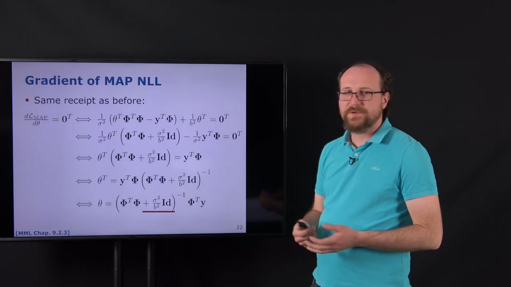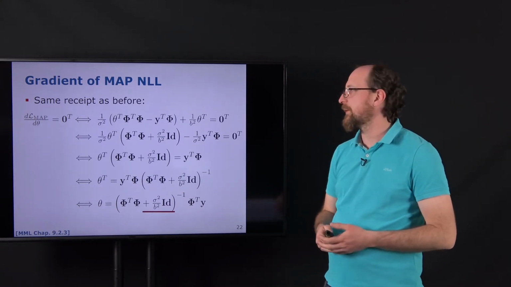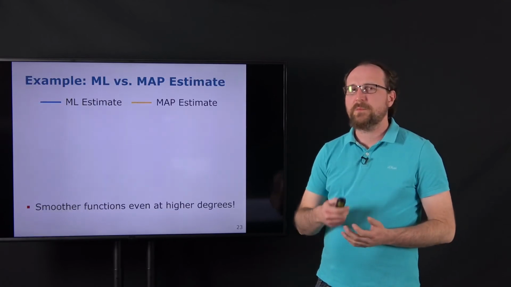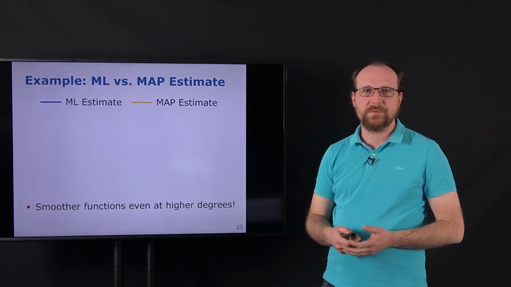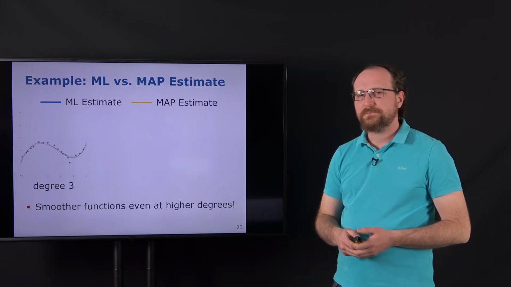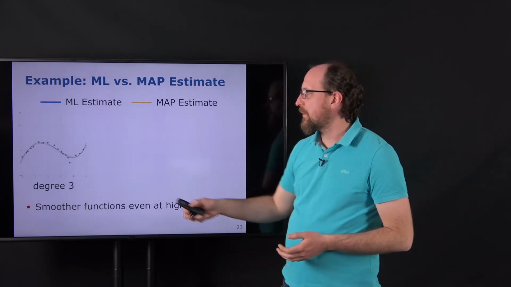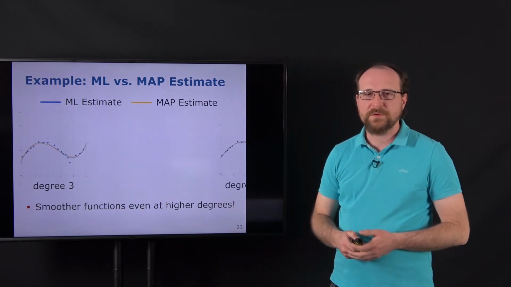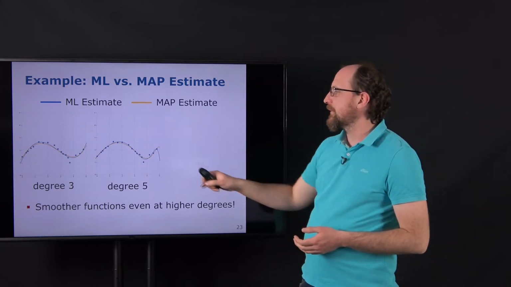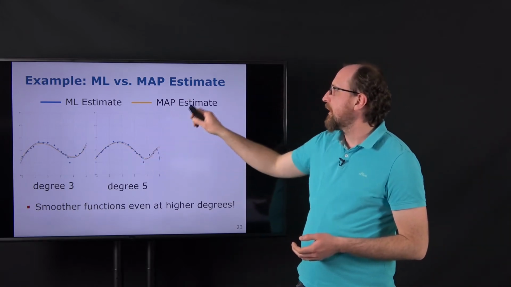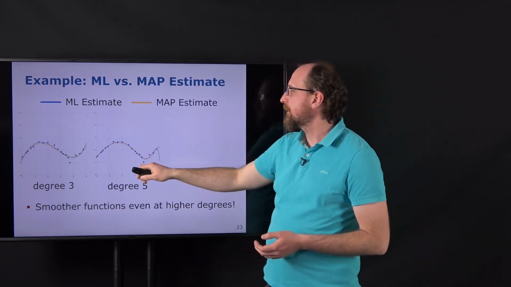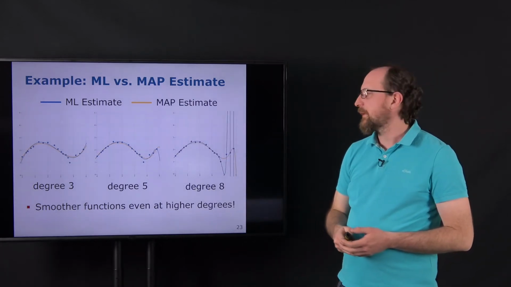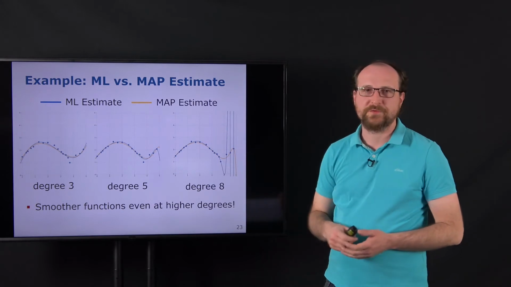So, and with this, we are then getting hopefully a better estimate, as I will now also show in an example. When we compare the maximum likelihood estimate and the maximum a posteriori estimate, we can see that with a small degree, the influence of the prior is not so large. But when we go to higher dimensions, you will already see that there is some difference between the maximum a posteriori estimate and the maximum likelihood estimate. Here in orange is the maximum a posteriori estimate. And with higher degrees, we then get more reasonable functional shapes.